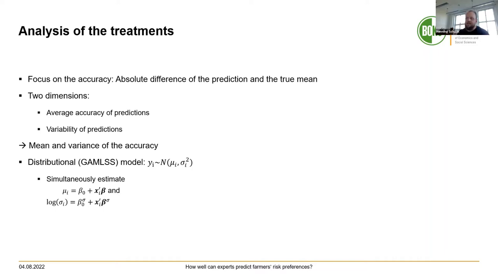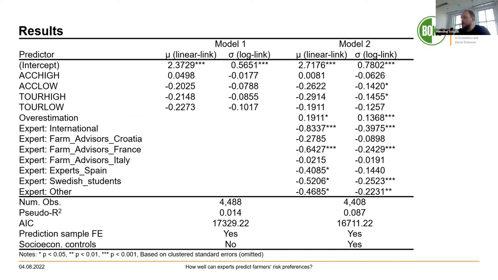So we estimated a distributional model, like a GAMLSS model, if you're familiar with this framework, but essentially we estimated a linear model for the mean, the expectation of the accuracy, but also for its variance, using a log link function for the sigma parameter. And what you see here are the 2 main models. On the left-hand side, you see the basic model with only the treatment effects and dummy effects for the predicted sample, which are omitted here.